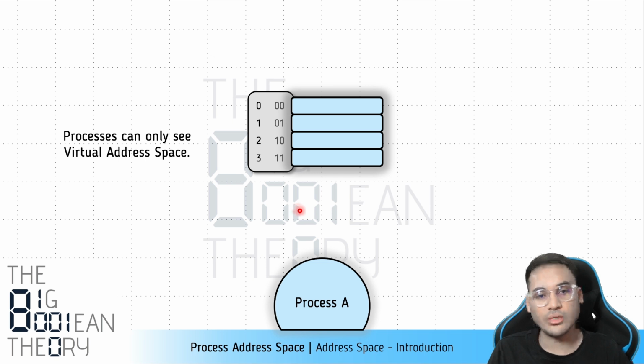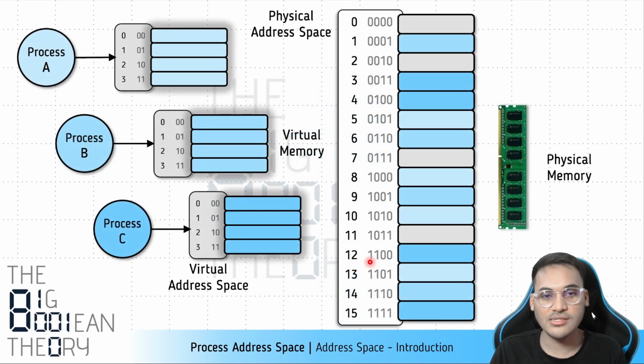Whatever data the virtual address space points to, only that the process can see, and as we know, it can only view its own data. The same is true for process B, the same is true for process C, basically for all the processes in the system. So this is how this setup looks.